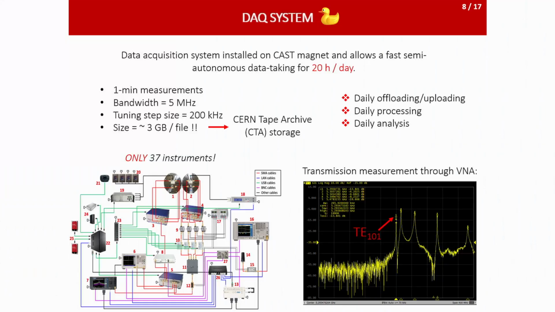So this is an overview of our DAC system. It's only about 40 instruments outside of the cryostat. We take one-minute measurements, and we have a tuning step size of 200 kilohertz, which is defined basically by our quality factor. And as I told you before, we will see later on, we have daily analysis and processing procedures.